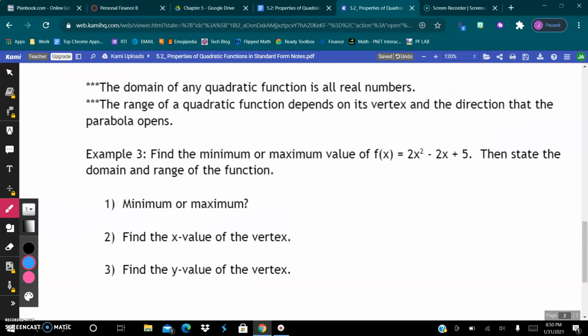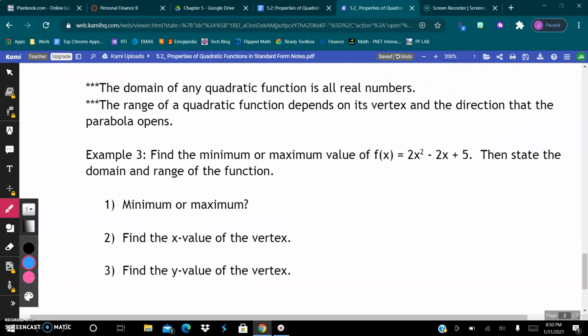Now we have to talk about the domain and range. The domain of any quadratic function is always all real numbers, so that's not going to change here. We can use any x value in a quadratic function. The range depends on where the vertex is and how the parabola opens. So the range is the y values, and that vertex is going to be the starting or stopping point.